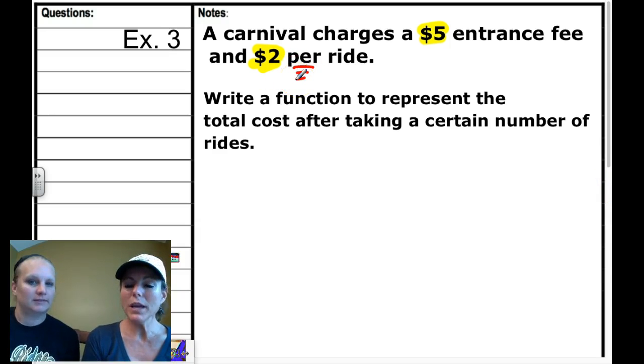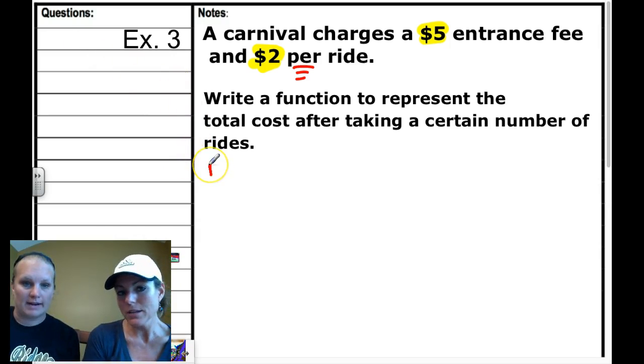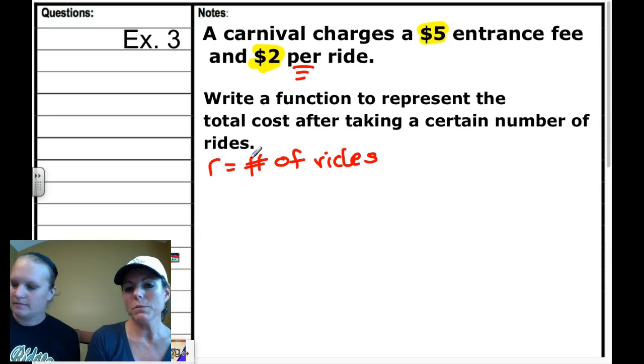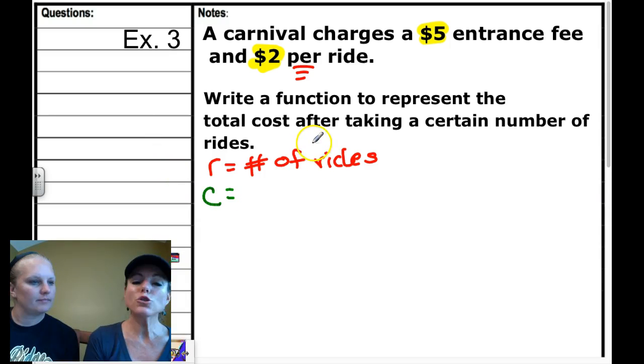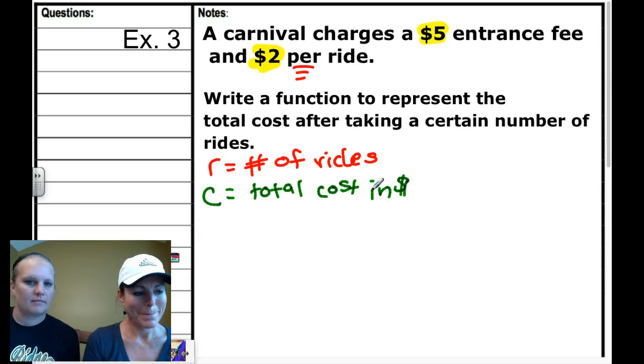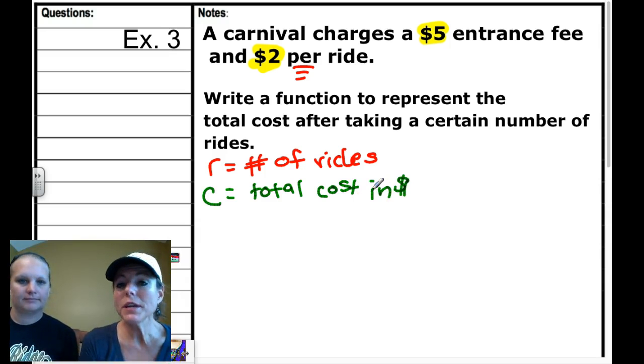So the first thing we have to do, you have to define variables. So, for the fun of it, let's use R, because we're going on rides. So R is equal to the number of rides. Just to make sure everyone's clear. Perfect. And then let's do one more variable here, C, because we're going to use that uppercase C. That's total cost in dollars. All right. Okay, our entrance fee is constant.